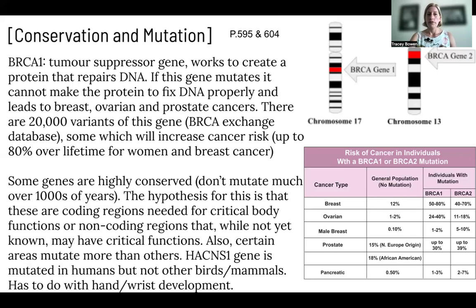Some genes are highly conserved, so they don't mutate much over thousands of years. And the hypothesis for this is that these are coding regions needed for critical body functions, or non-coding regions that, while we don't know yet, these may have critical functions. So although certain areas mutate more than others, for example, the HACNS1 gene is mutated in humans, and not in birds and mammals. This has to do with our hand and our wrist development. And so that has not changed much for other organisms.